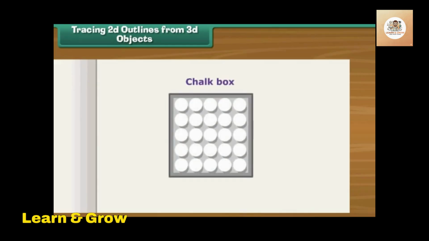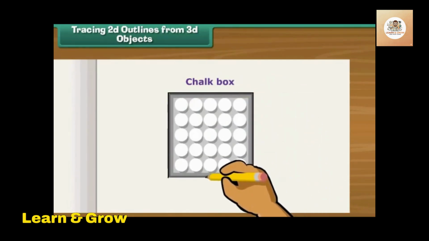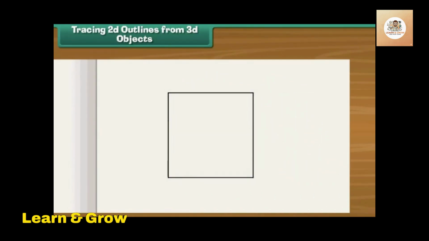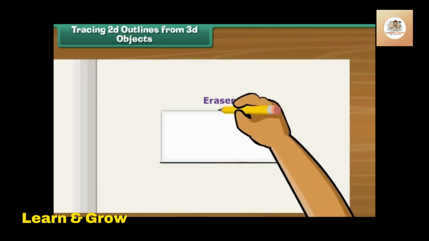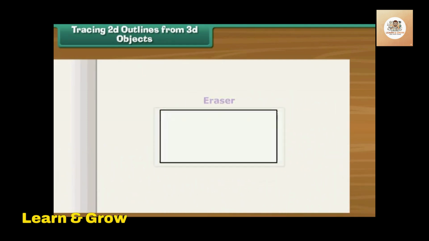Tracing 2D outlines from 3D objects. Let us learn to trace outlines of 3D on paper and see what we get. Place a chalk box on a sheet of paper. Draw lines along its outer edges. Remove the chalk box. You can see a square on the sheet. Place an eraser on a sheet of paper. Draw lines along its outer edges. Remove the eraser. You can see a rectangle on the sheet.